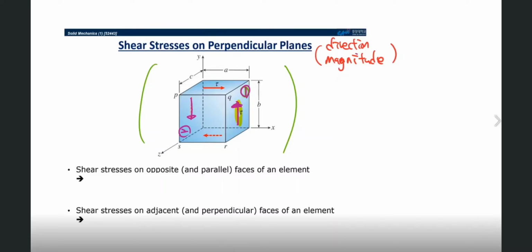So we can conclude that the shear stress on opposite, which means parallel, faces of an element, in this case the magnitude should be the same, and the direction should be opposite.